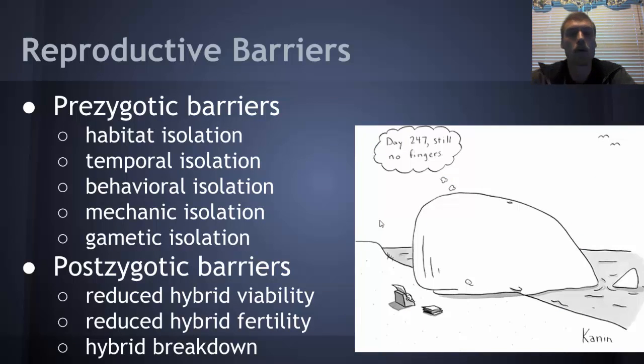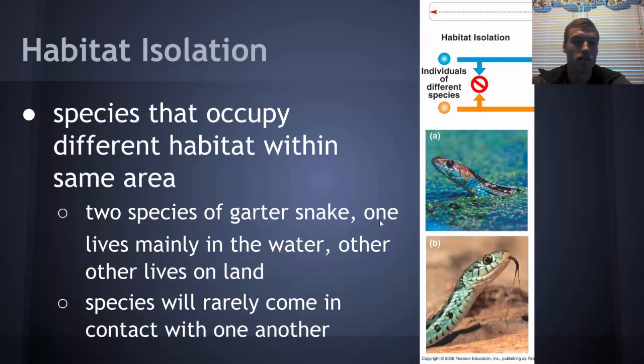Now, in terms of how we can have barriers to gene flow, there are different types. We've got prezygotic barriers, which is before fertilization occurs, and we've got postzygotic barriers, which occur after fertilization occurs. We're going to go through each of these, so I'm not going to read them off for you. The first one is habitat isolation. So basically, species that occupy different habitats within the same area. So this would be an example of sympatric speciation. So we've got these species that are in the same area.